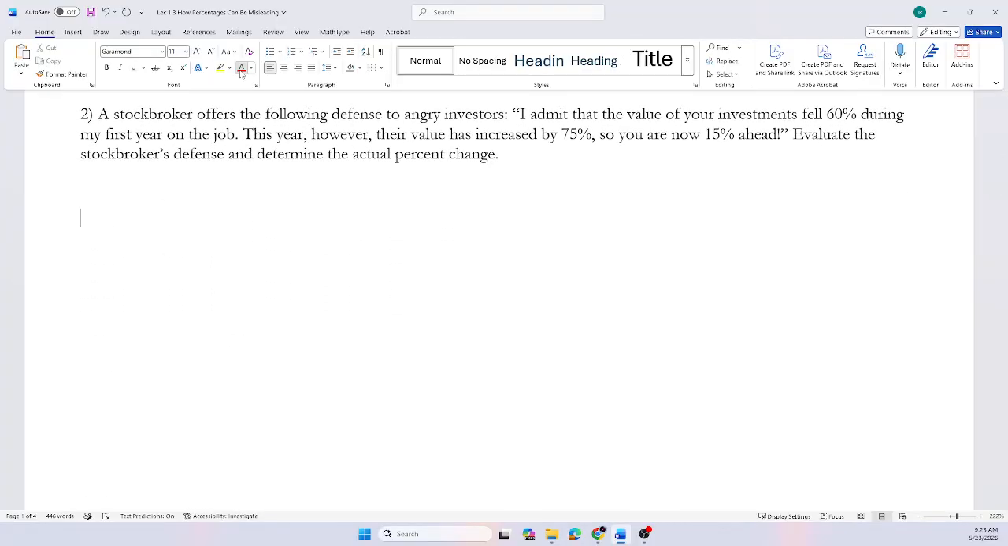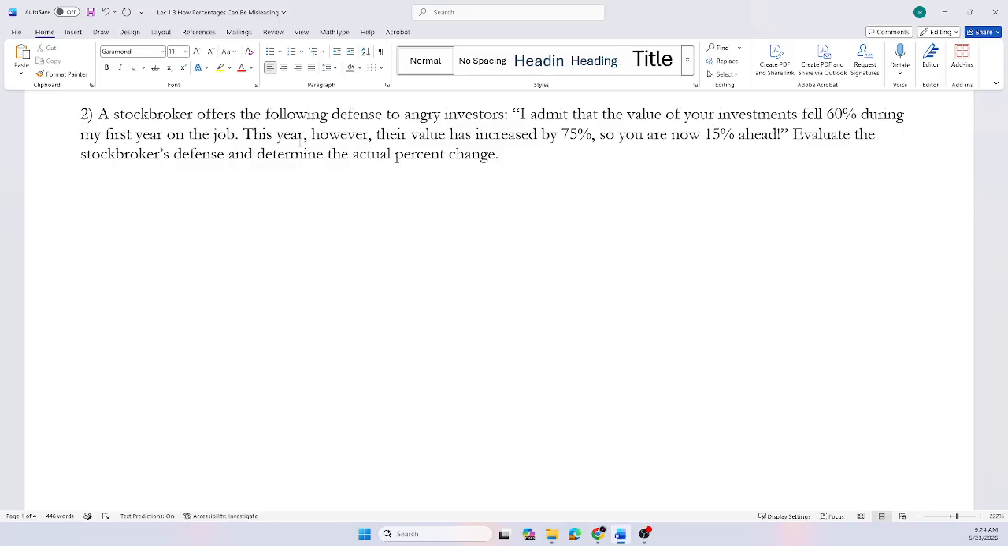Suppose a stockbroker offers the following defense to angry investors: I admit that the value of your investments fell 60% during my first year on the job. This year, however, their value has increased by 75%, so you're now 15% ahead. Evaluate the stockbroker's defense and determine the actual percent change.